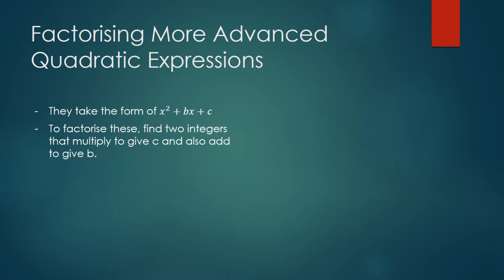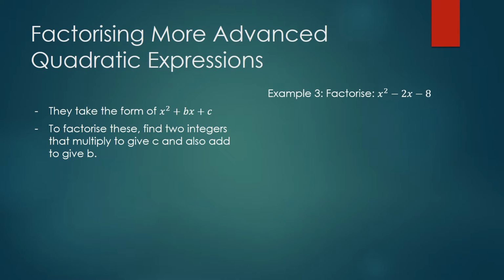Now on to the climax of this presentation, but don't be intimidated, they won't be too horrible shortly. You will see that they all take the form of x squared plus bx plus c, and to factorise these, you have to find two integers that multiply to give the c and add to give b.